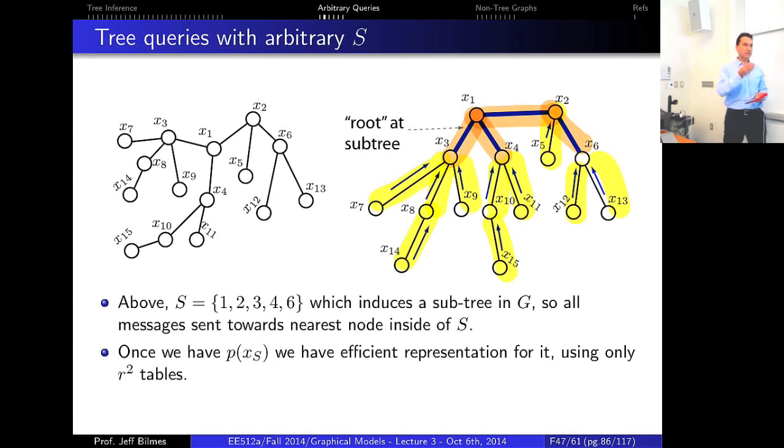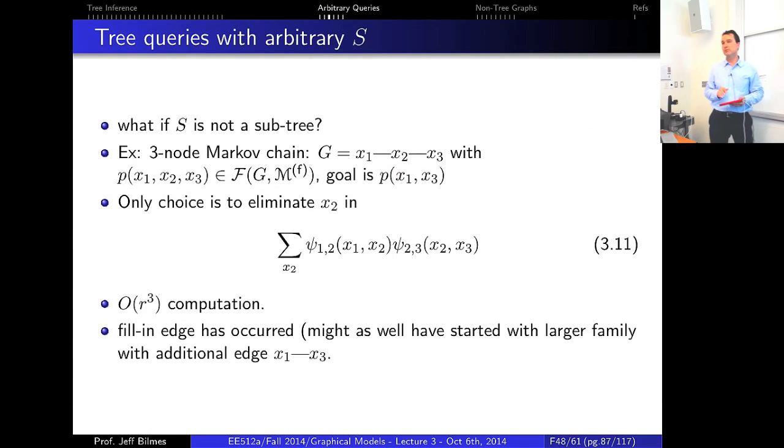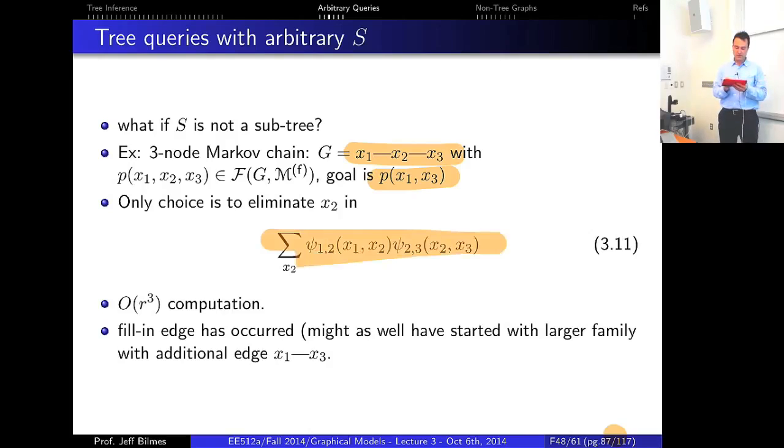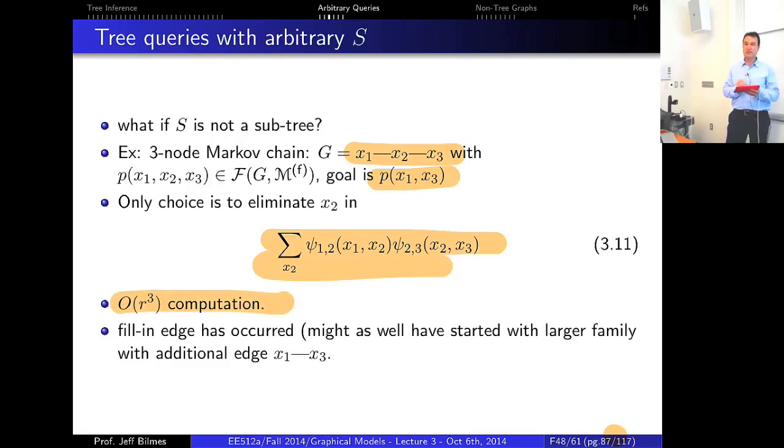But the real question, and this is your question now finally, is what if S is not a subtree or a subforest? Say we start with a 3-node Markov chain. This is a very simple example. So x1, x2, x3, and the goal is x1, x3. That's the marginal we want. The only thing you can do is sum out x2. That's what you do to get that marginal. And suddenly, you've done this r-cubed computation. So there's an inevitable fill-in edge that has occurred.